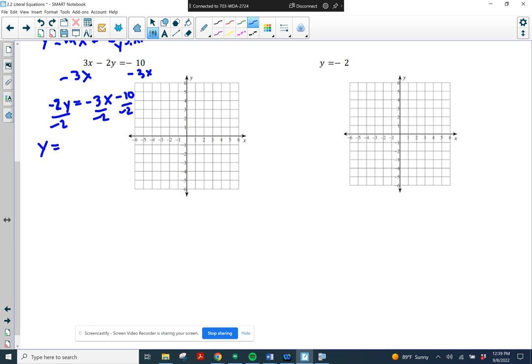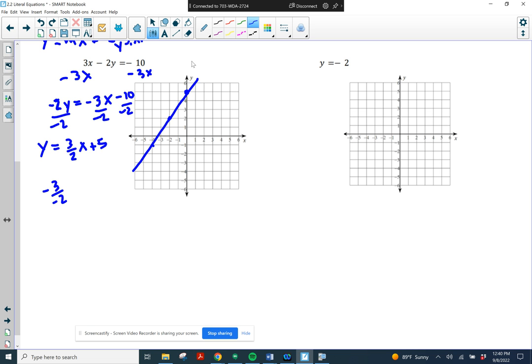So we have y equals, negative divided by negative is a positive 3/2 with my x, and then negative divided by negative is a positive 5. So we will have a y-intercept at 5, slope of 3/2. I don't have room to go up 3. So what I'll do instead is go down 3, but then I have to go to the left by 2. There's my negative 3 over negative 2, which is the same as 3 over 2. So down 3, left 2, and then draw the line.